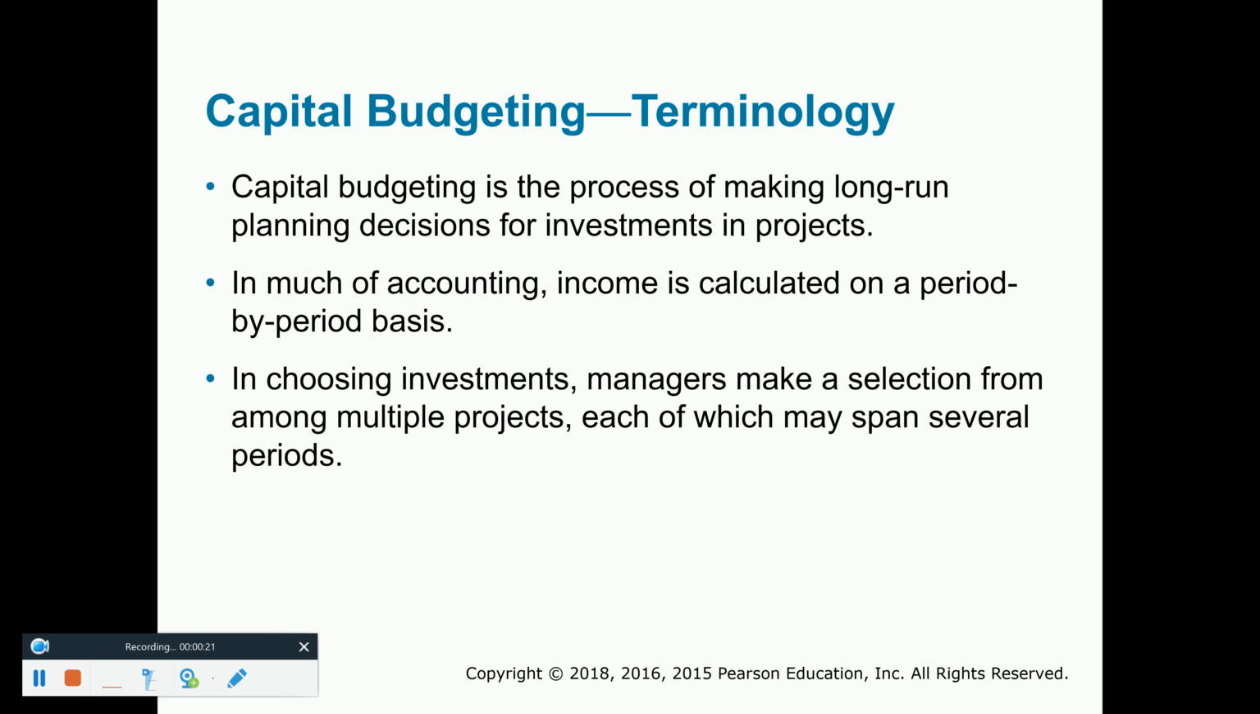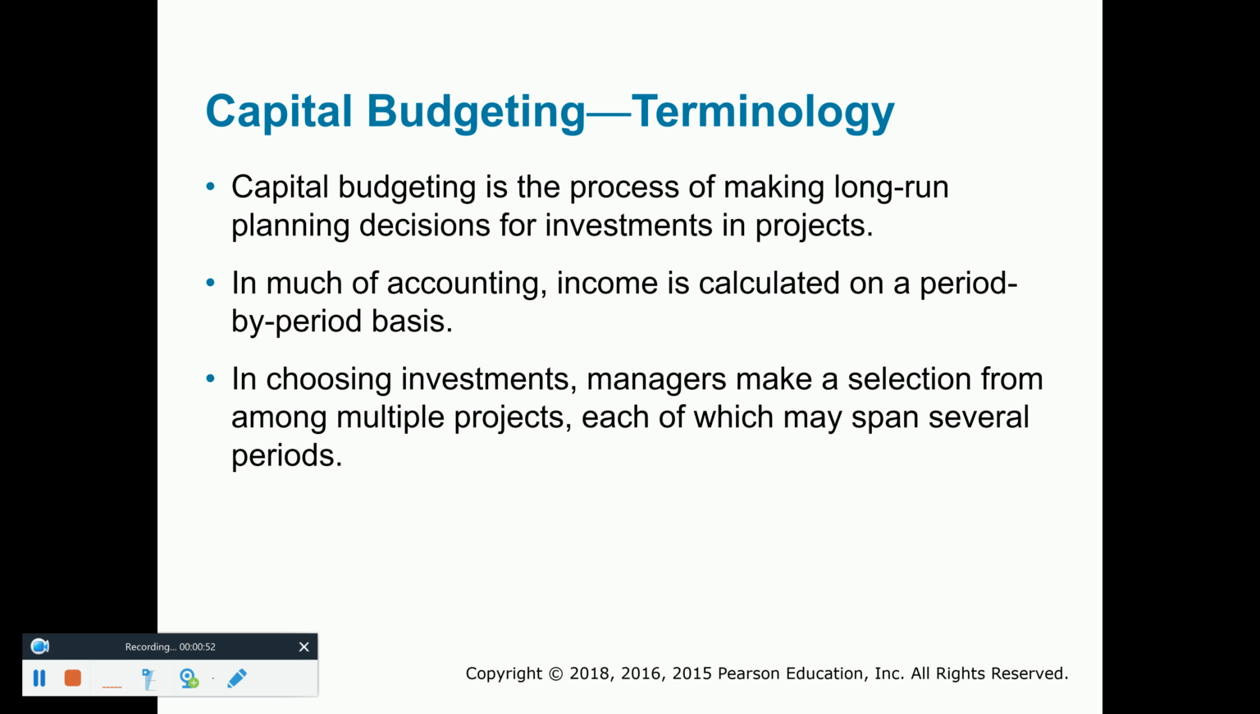Now when we talk about choosing investments or choosing projects, we're talking about which machine we should buy for the assembly room floor, which building we should buy for our operations. So we're talking about large capital assets. Hence, in this chapter we are talking about capital budgeting. Whenever you hear an accountant talk about capital assets, they're basically talking about fixed assets.